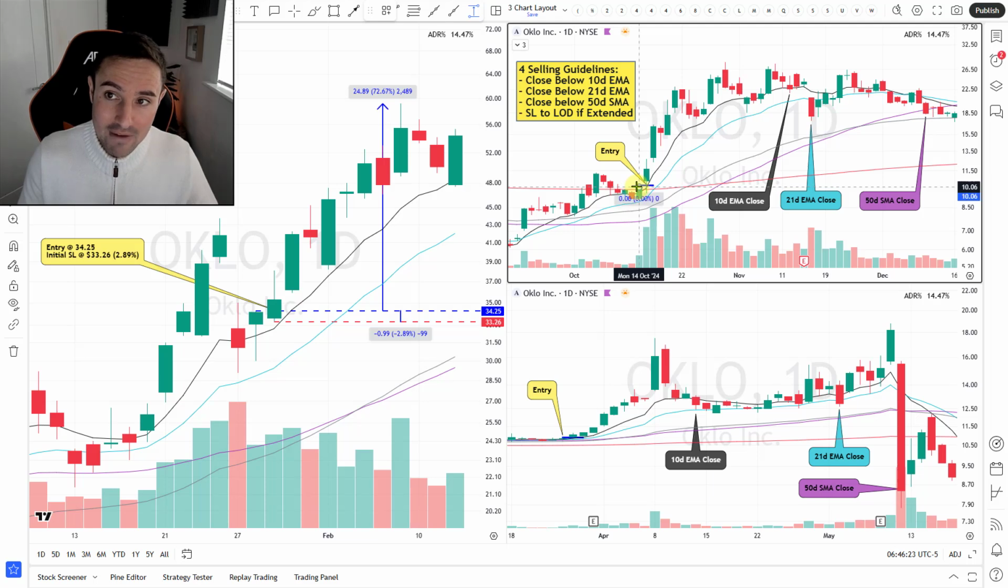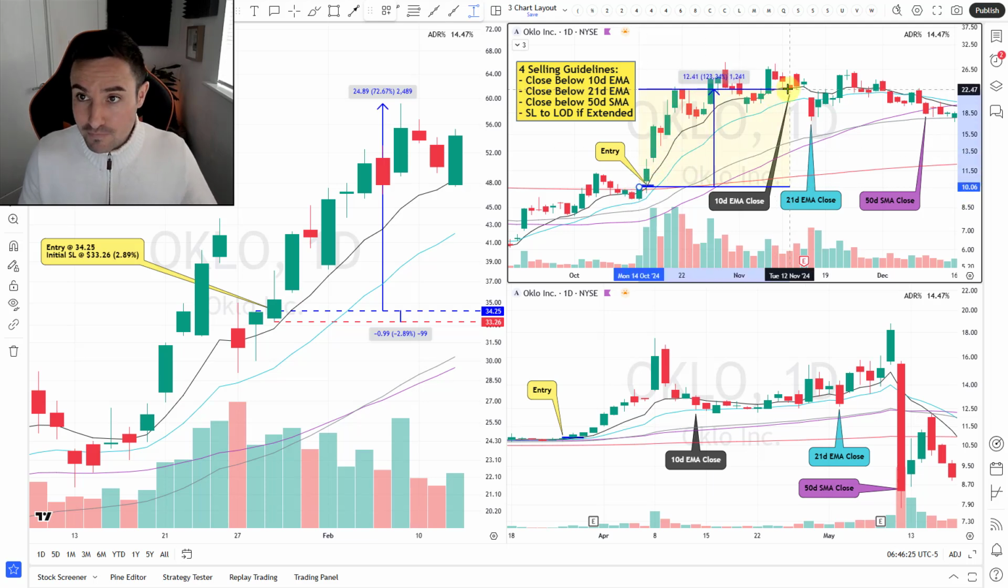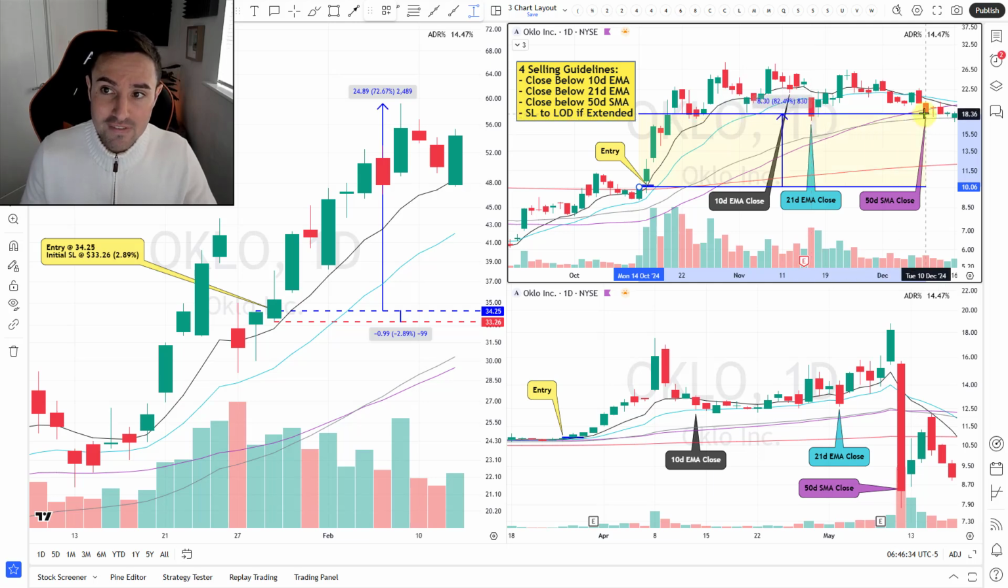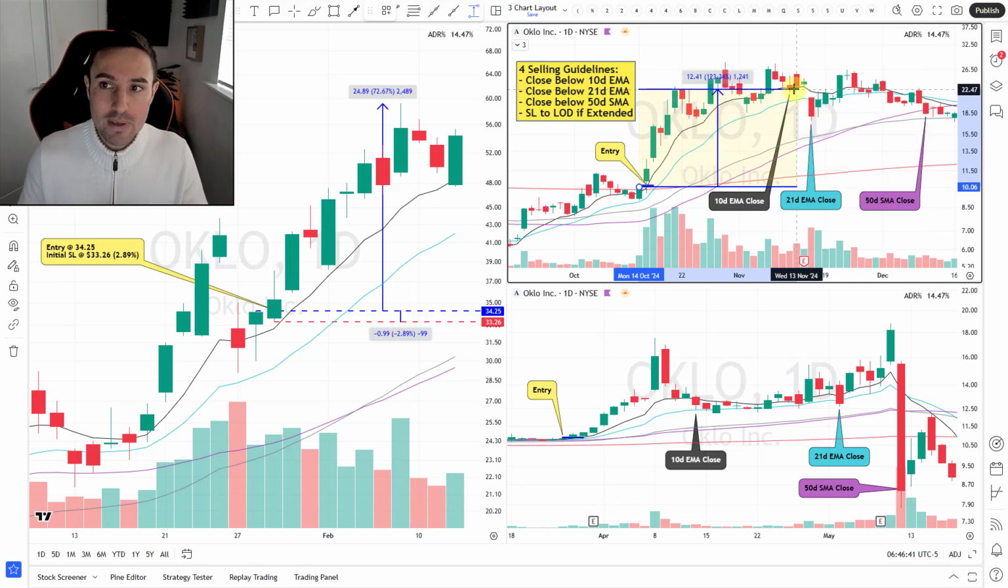Let's just imagine that we have an entry here. When it closes below the 10-day EMA, the stock is up around about 121%. If we look at the 21-day EMA, the stock is up about 76%. If we were to look at the 50-day, it's up around about 82%. So in terms of monetary gain, what had the greatest monetary gain? It would be the 10-day EMA. So the 10-day EMA is winning in that regard.